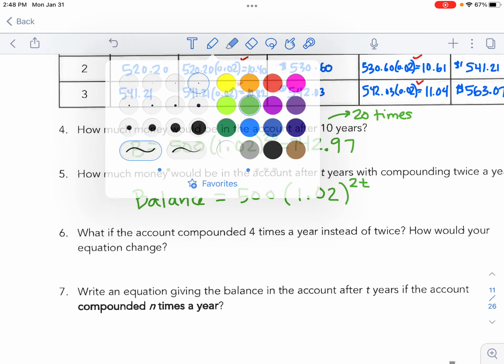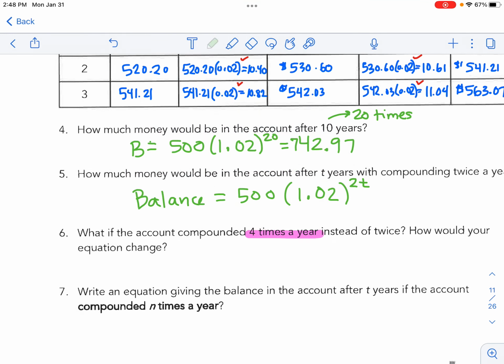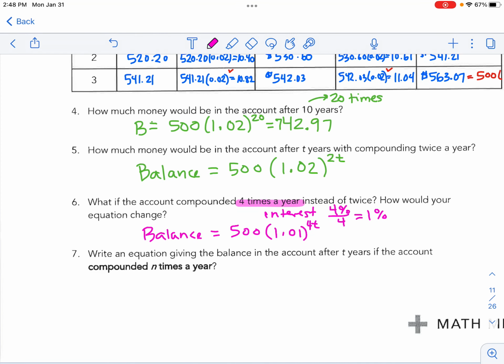And so now we can kind of start to generalize. If we want to compound 4 times a year, then 4 times a year, our interest is 4% divided by 4, which is 1%. And now we're calculating interest 4 times a year. So our balance then in this situation would be 500 times 1.01 to the 4t power, because we're going to be calculating that interest 4 times each year.